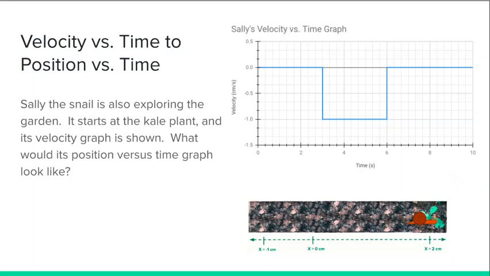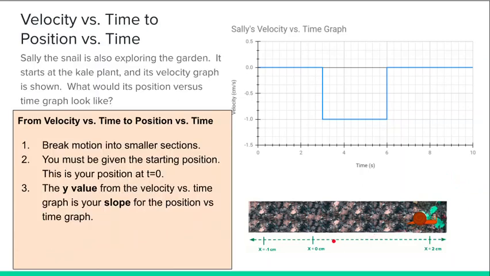So let's talk about the steps that you need to take. This one's a little bit trickier. So we're still going to break the motion into smaller sections: 0 to 3 seconds, 3 to 6 seconds, and 6 to 10 seconds. One of the things that's a little trickier is that when you go from velocity to position, you have to be given the starting position, because where it starts on the position graph is not always 0. In fact, Sally starts at 2 centimeters.